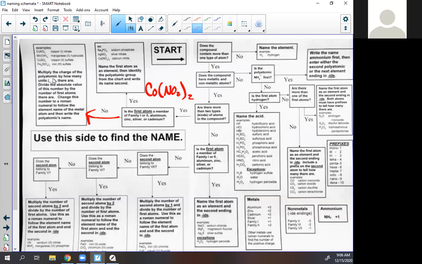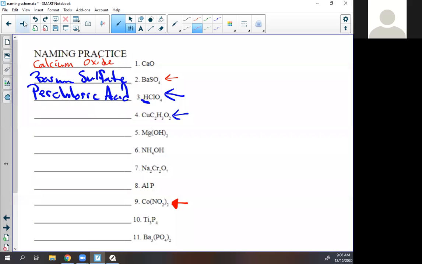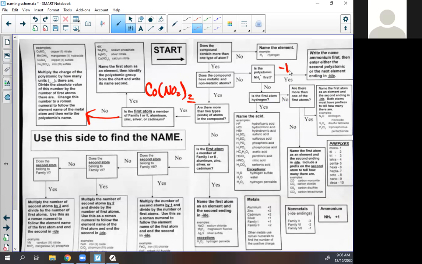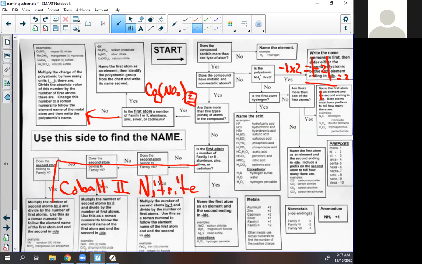It says multiply the charge of the polyatomic by how many of them there are. So I'm going to go find NO2, and it's going to be right here. So it's a -1. So I take -1 and I multiply it this time by 2 of them. That is a -2. I take the absolute value of this so that the answer ends up positive. That's the only reason I'm doing that, is to make it positive. And I divide it by the number of cobalts, which if there's not a number, it's a 1. So this equals 2, and that becomes a Roman numeral 2 that follows the word cobalt. Cobalt 2, and then the name of NO2 from the front was nitrite. Cobalt 2 nitrite.